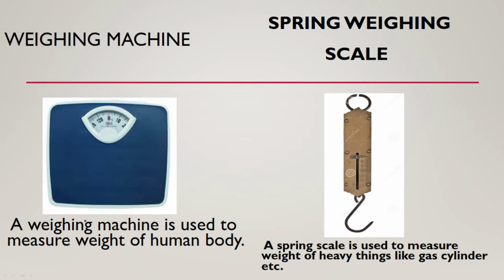Weighing machine is used to measure weight of human body. Our weight we can find using this machine. Spring weighing machine scale is used to measure weight of heavy things like gas cylinder, etc.